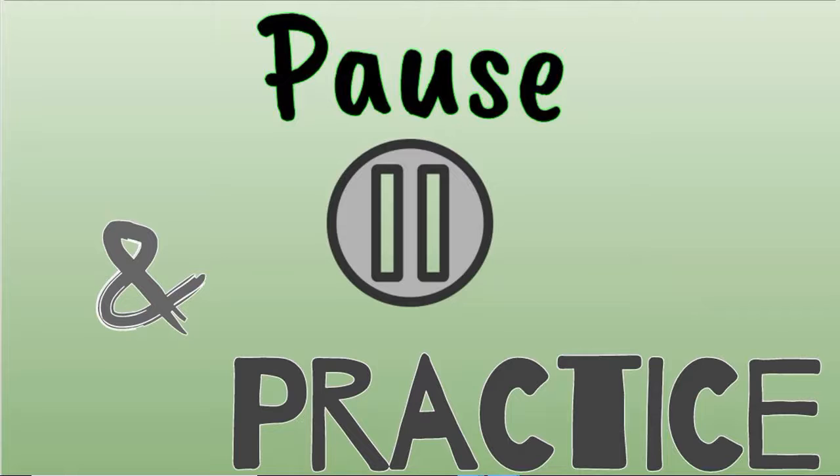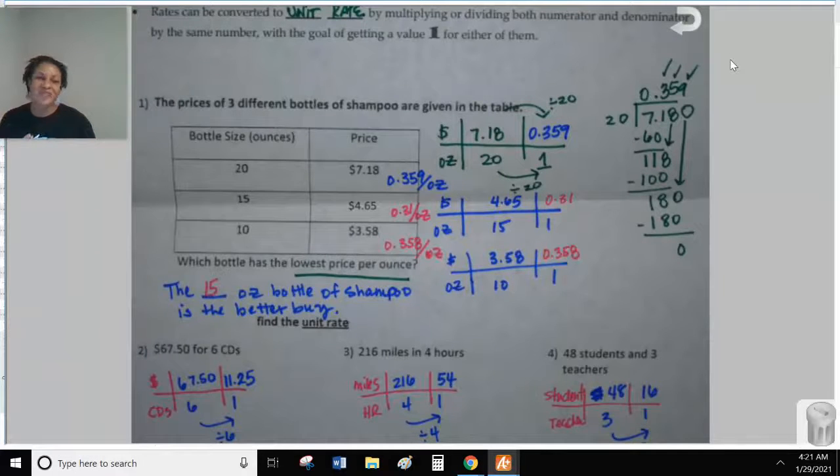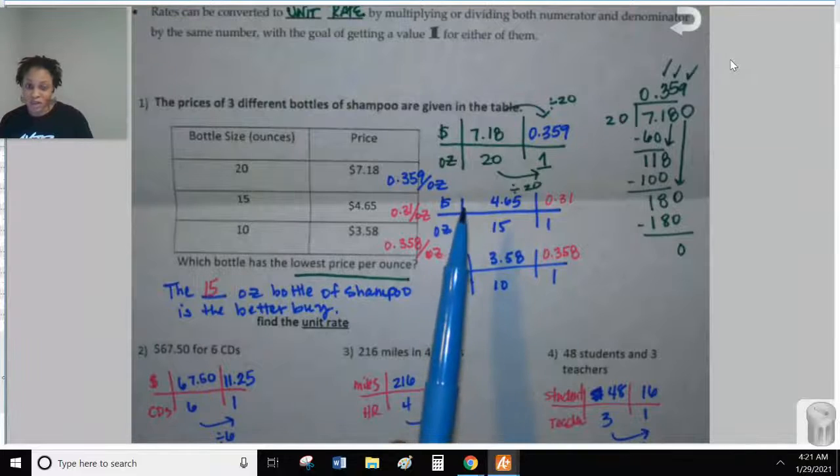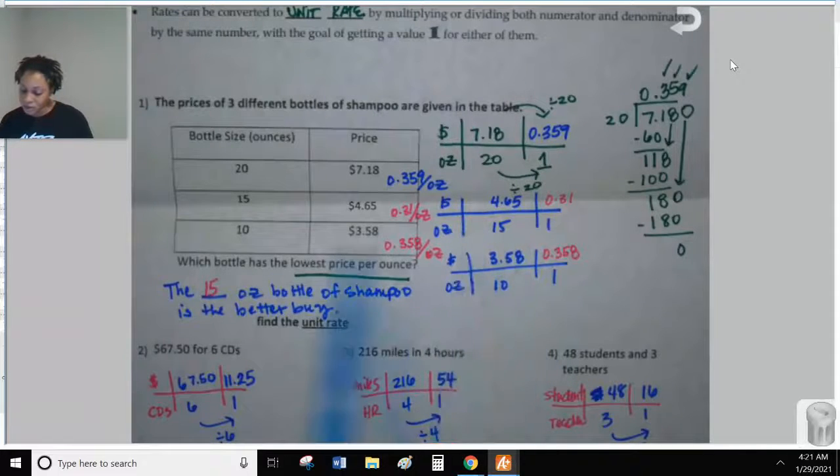Welcome back. So hopefully you guys got your long division on and you found the unit rates for these shampoos. For the 20 ounce, it came out to be 359 thousandths per ounce. The 15 ounce was 31 cents per ounce. The 10 ounce was 358 thousandths per ounce.